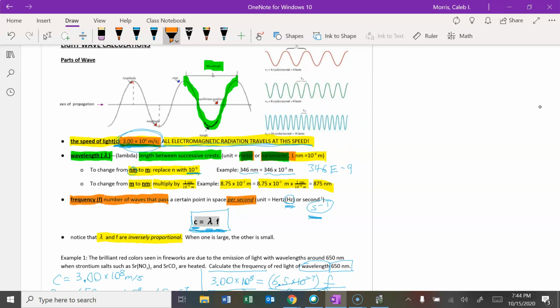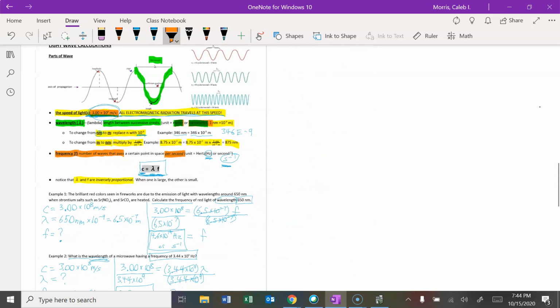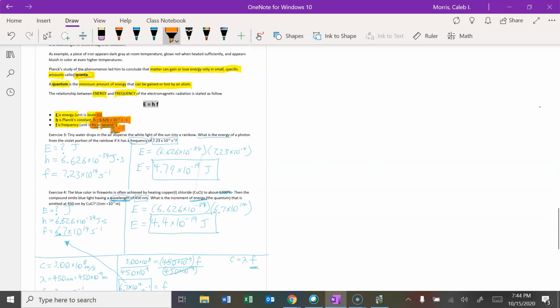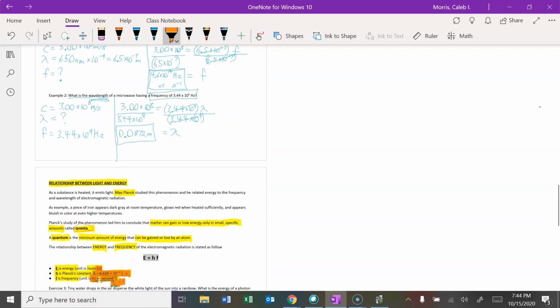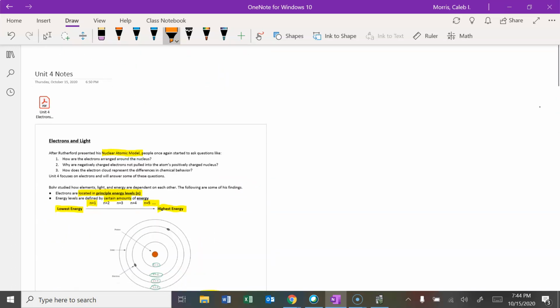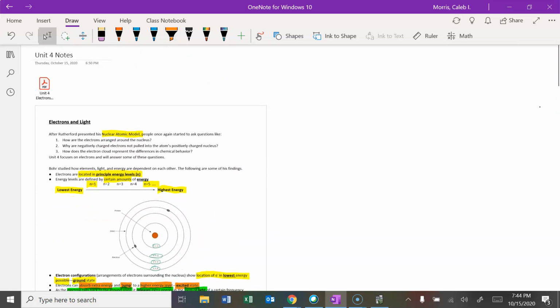All right, so that's it for our notes on electrons and energy. There's some practice. Make sure you finish out that practice. We're going to do a lab next class that involves some of the information from the first couple pages of these notes along with some calculation practice.